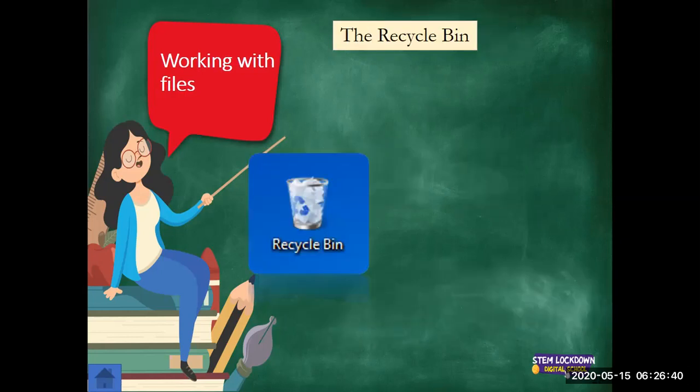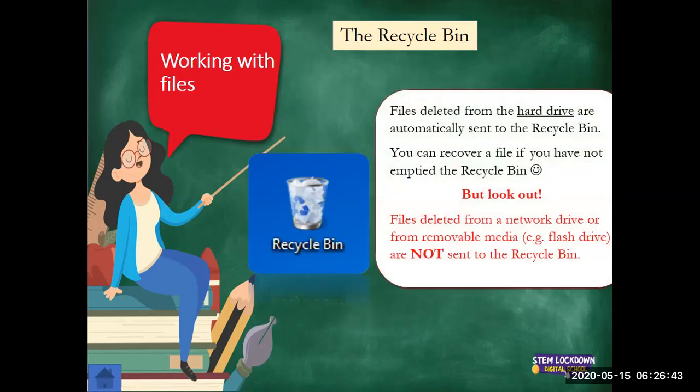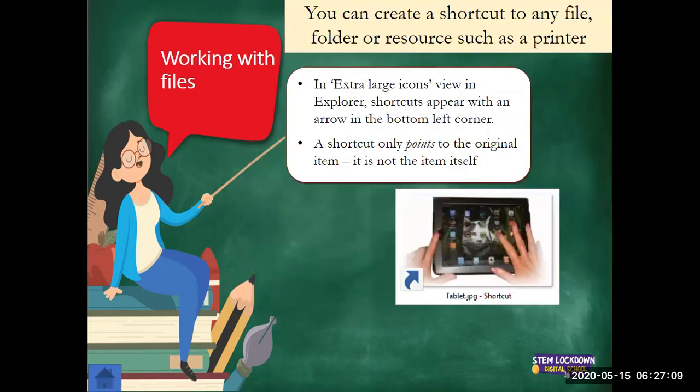Working with the files and the recycle bin. Files deleted from the hard drive are automatically sent to the recycle bin. You can recover a file if you have not emptied the recycle bin, but also if the recycle bin has been emptied, you'll have to install recovery software, and as long as you haven't formatted any storage, you can be able to. So there's a possibility that you can use those recovery programs to restore your files again.